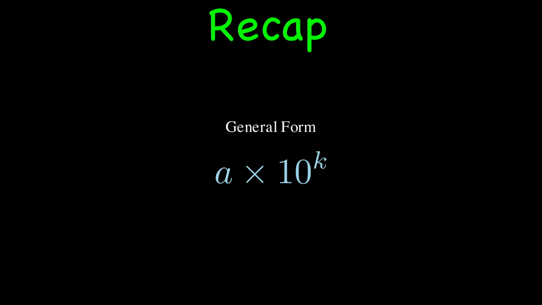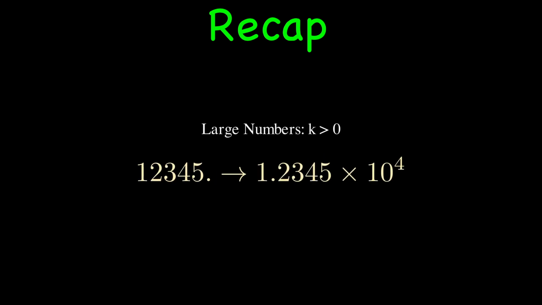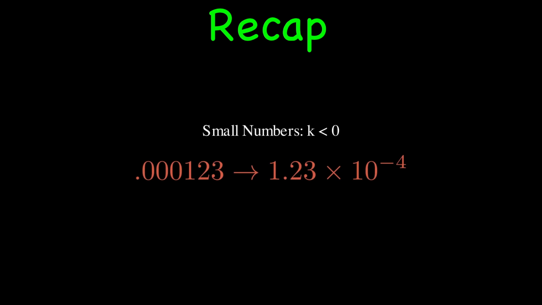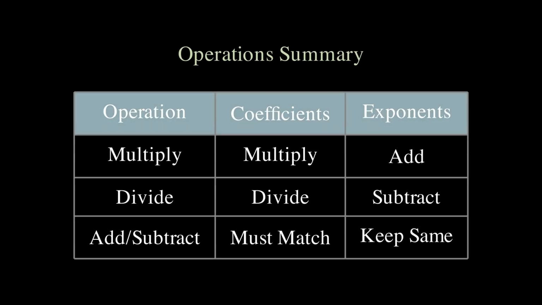So let's recap. Scientific notation is a powerful method to write very large and very small numbers using the form a times 10 to the power of k. For large numbers, k is positive. For small numbers, k is negative. When multiplying or dividing, handle the coefficients and exponents separately. And for adding or subtracting, always remember to make the exponents match first.